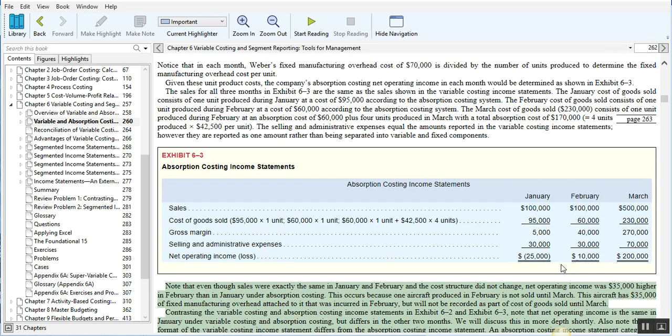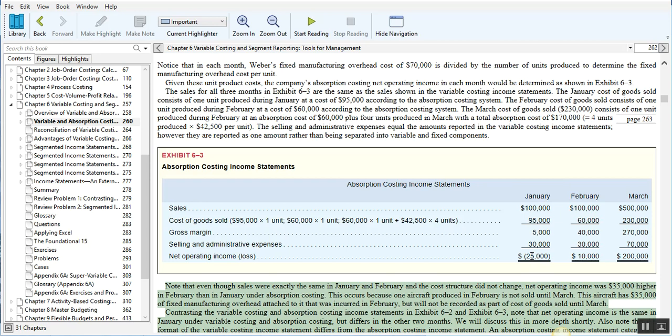Now, if we're looking at the income statements, there will be some difference here as well. Notice in January, we have 1 unit sold, 100,000. The cost of goods sold for 1 unit is 95,000. So we take that out, and we have a gross margin of 5, and in selling and admin, we have the same results in January that we did under the variable cost method.